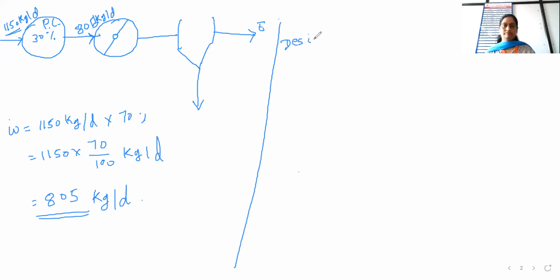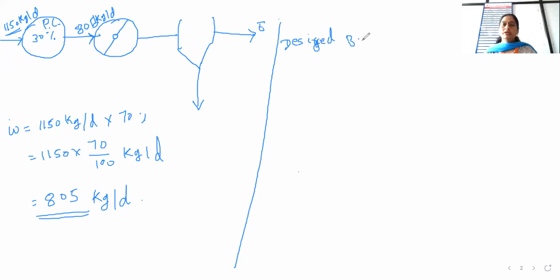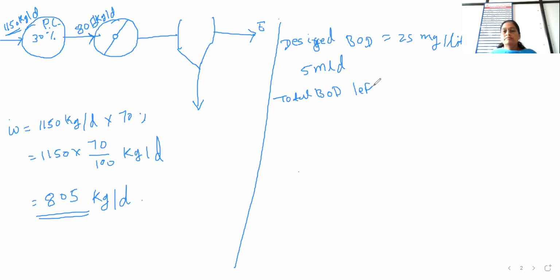Desired BOD is equal to 25 milligram per liter. The value is given to you as 25 milligram per liter, but actually what is the quantity? Whether that quantity is the 1 liter quantity? No. What is that quantity? It is a 5 million liter per day quantity. Okay, it is a 5 million liter, correct? So we will find out the total BOD left in the effluent.